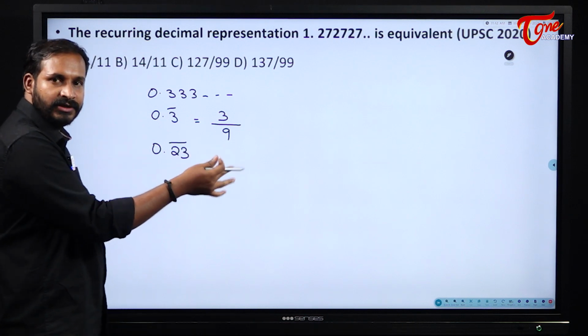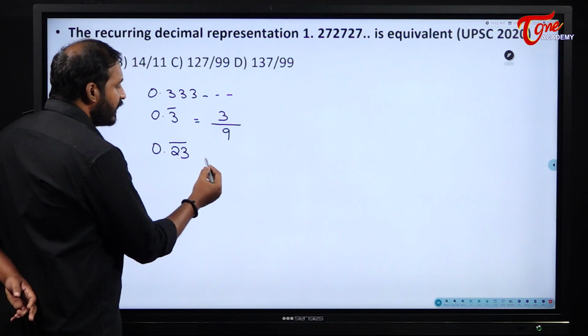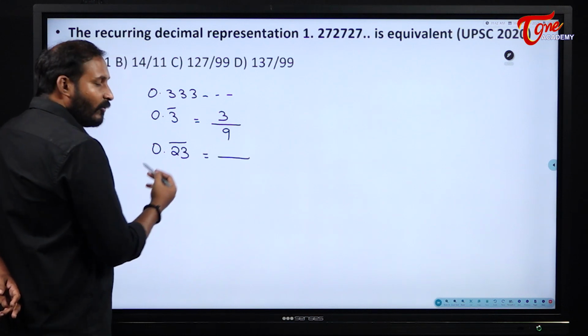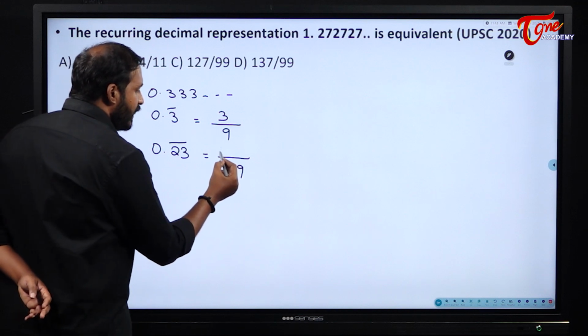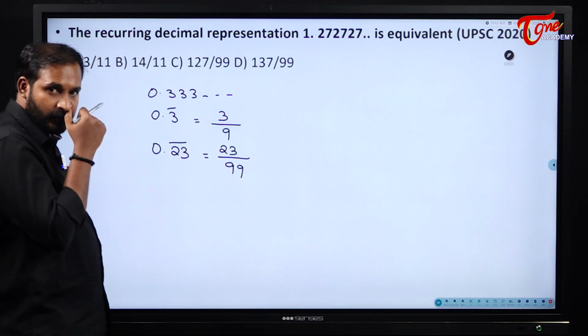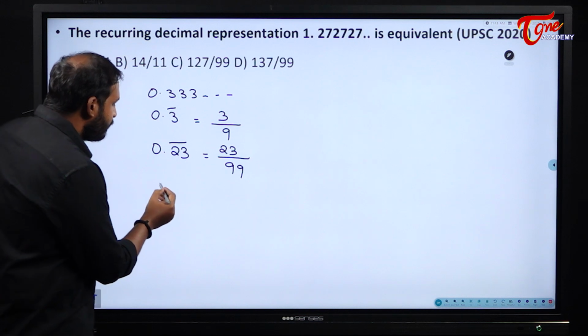For example, if I have 0.23 bar, what does it mean? Actually 0.23, 23, 23, 23, 23. So what I can write is, first of all, how many are repeating? 2 are repeating. So 99 and 23. 23 by 99.